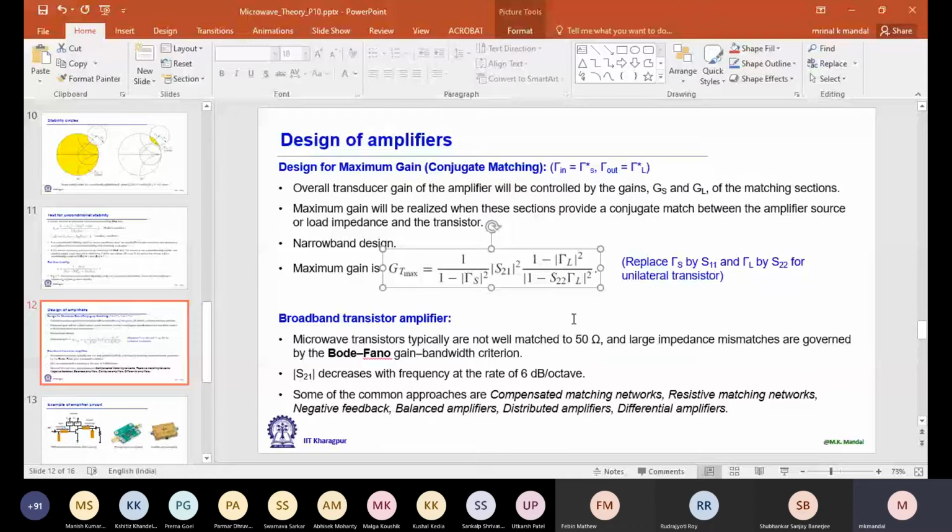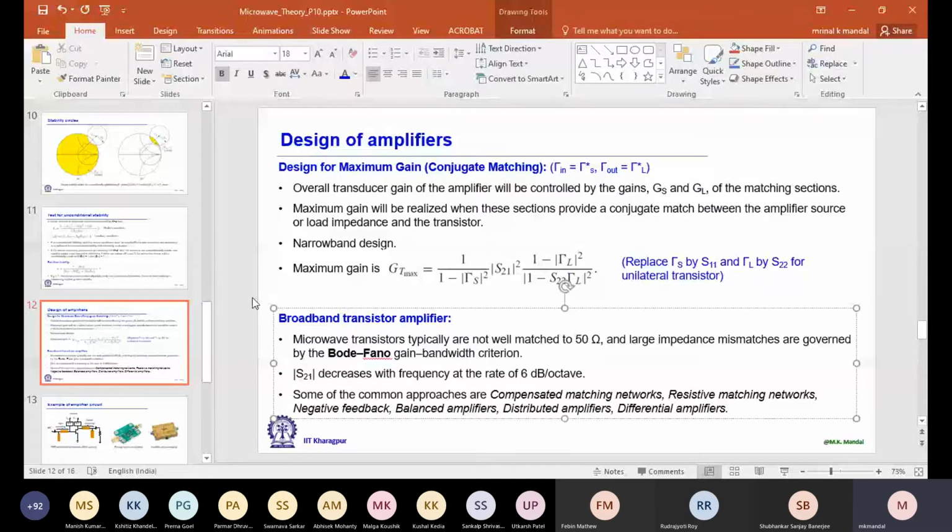So it will be obviously a narrowband design at a given frequency. Now, broadband transistor amplifier. So you learned about gain bandwidth product. So here we need to decrease the gain, otherwise we can't go for it. Now for broadband transistor amplifier, what special thing do we have to do? First of all, we need to check the stability over the whole frequency range. Then the second thing is that you need to design a matching section.